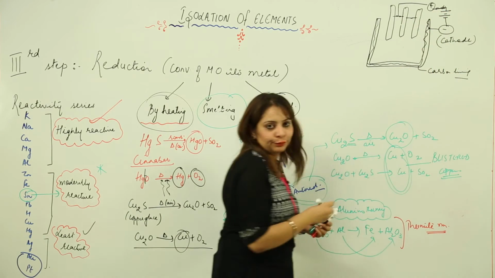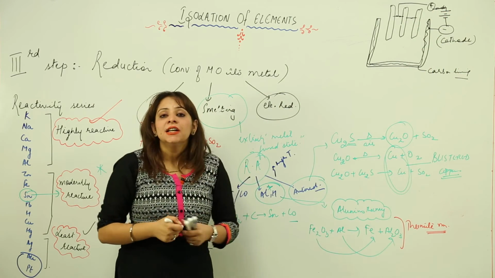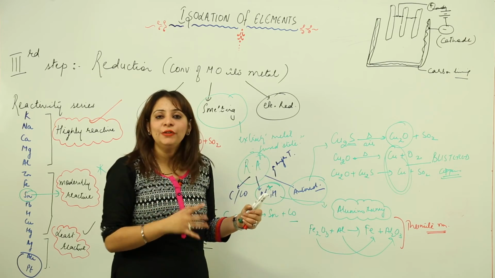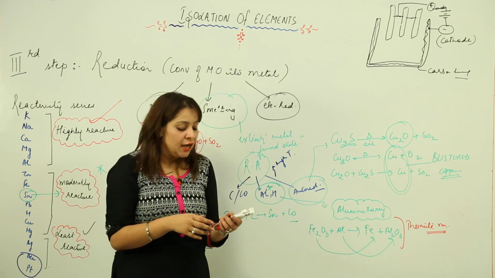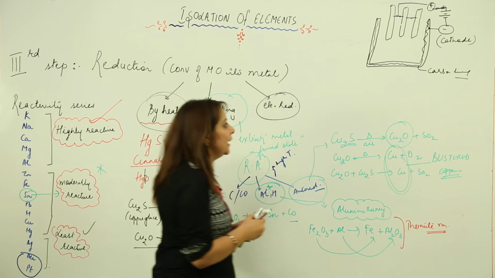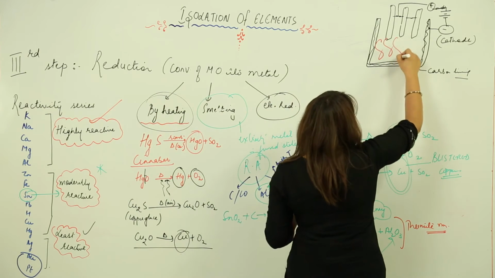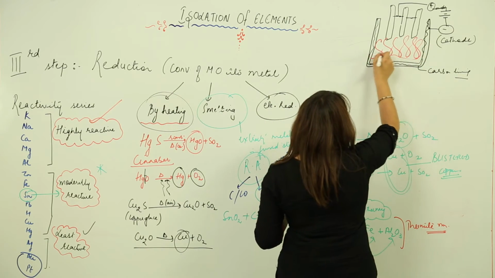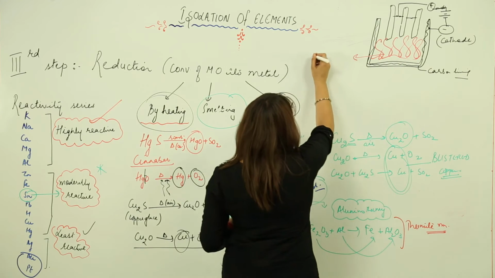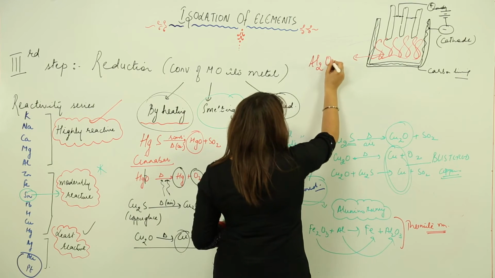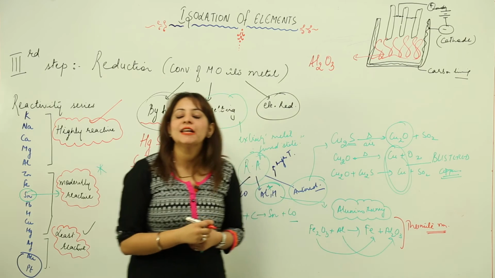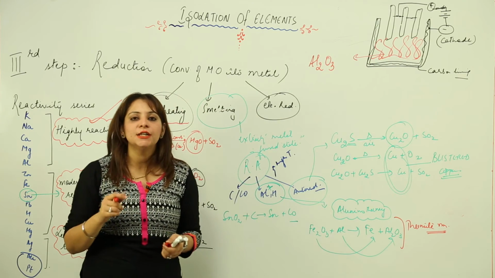So this is the connection. Now you know that we have the electrolytic cell, we have the cathode and anode. So what is left? Obviously we are left with the electrolyte. So let's say this is our electrolyte. Let's take an example of aluminium to explain this. Let's say that our electrolyte is alumina, that is Al2O3.